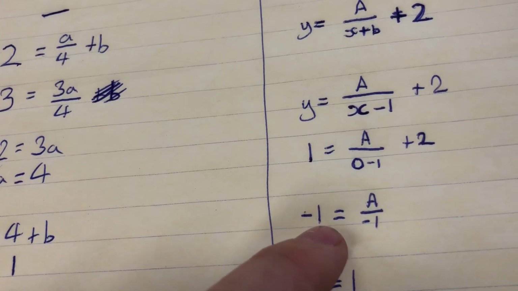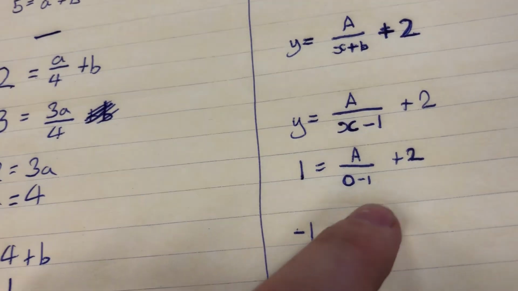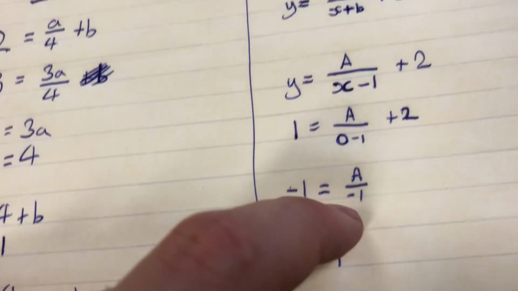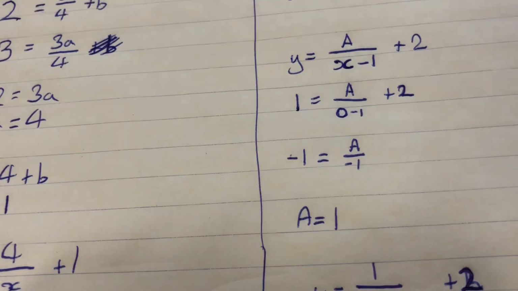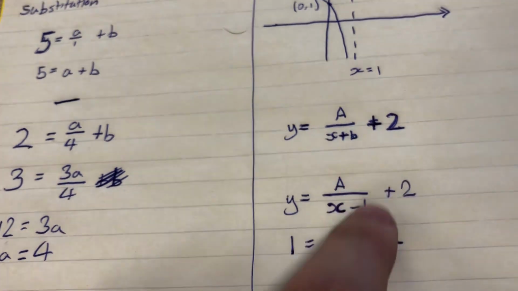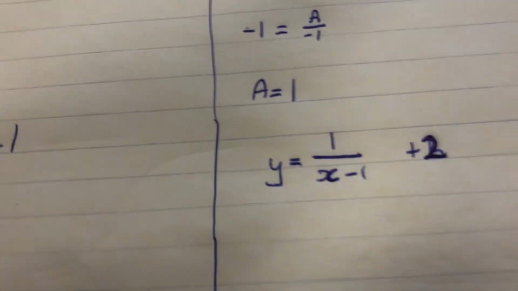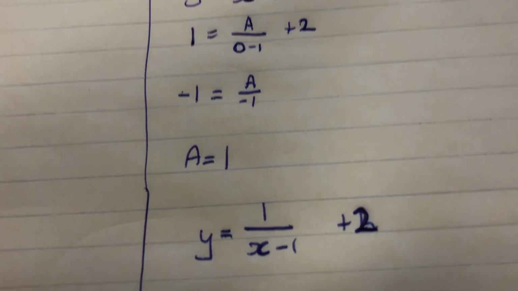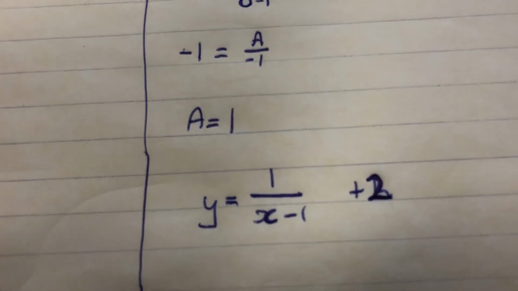We can do a little bit of rearranging. Remove the 2 across the other side, we get -1. 0 minus 1 is also -1, so -1 is equal to a over -1, which means that a is equal to 1, which gives us our final answer if we substitute all those things in. So a equals 1, capital B was equal to 2, and lowercase b was equal to -1. That gives us y is equal to 1 over x minus 1, plus 2.